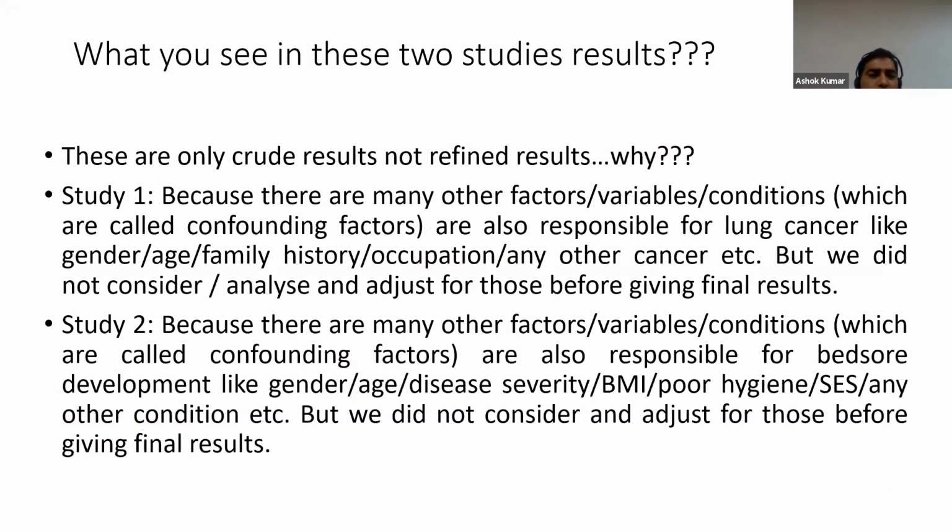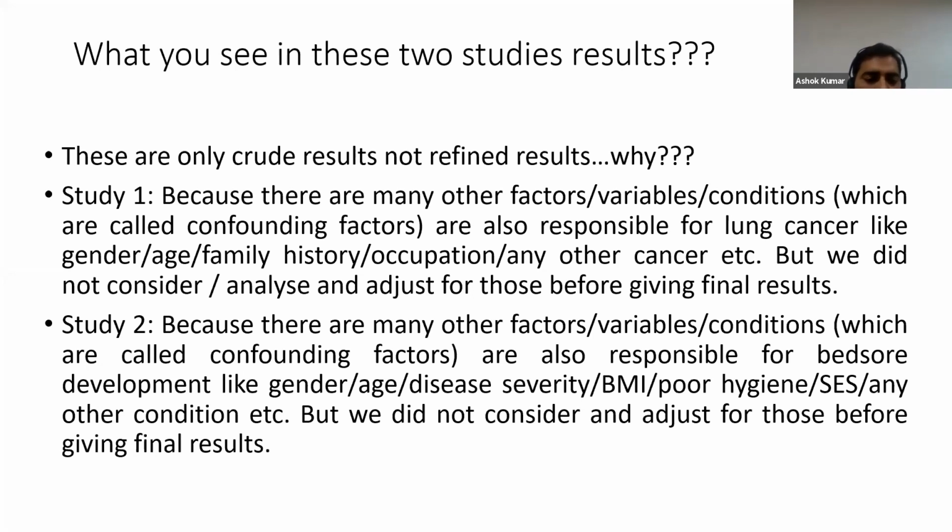So what you see in these two studies are only crude, non-refined results. Why? Study 1, because there are many other factors, variables or conditions, called confounding factors, that are also responsible for lung cancer, like gender, age, family history, occupation, any other cancer, etc. But we did not consider, analyze or adjust for those before giving these results. Before giving these results, we have to adjust. We have to control all the confounding factors if we find them in our study.